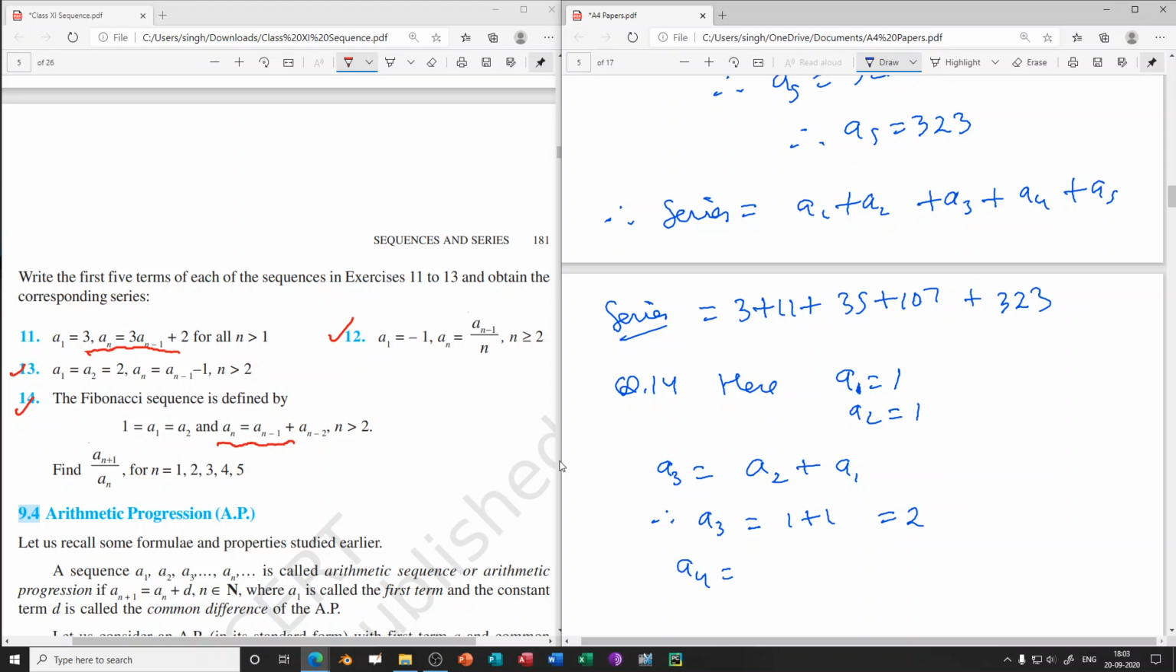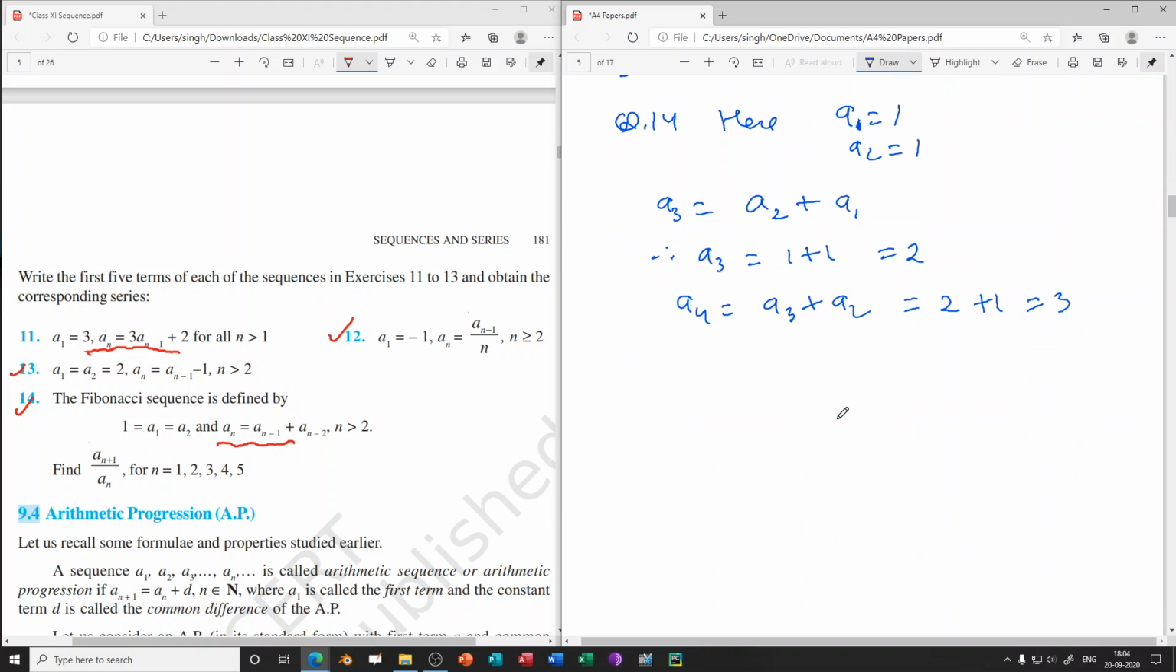Next is a4. How to obtain a4? It is very simple. a4 will be equal to a3 plus a2, and how do we obtain this? Just put here n equal to 4. 4 minus 1 is 3 and 4 minus 2 is 2, so a4 equal to a3 plus a2, very simple. We have the value of a3 as 2 and a2 as 1, so that is 2 plus 1 equal to 3, so a4 is equal to 3.